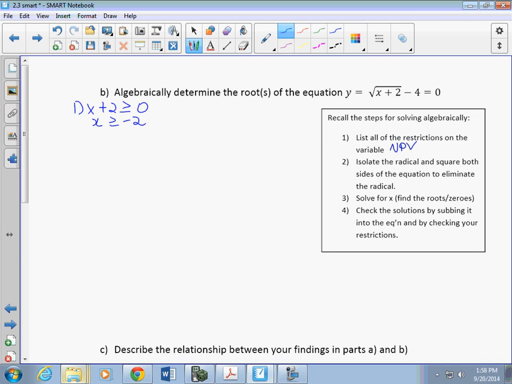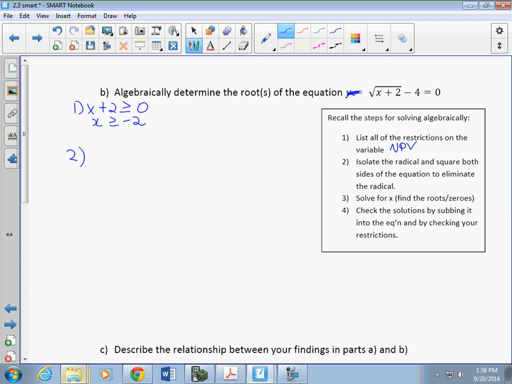Step number 2 says isolate the radical and square both sides of the equation to eliminate the radical. So this is just solving for that equation. This shouldn't have a y equals there because I'm saying it equals 0. I want to find where that x-intercept is. That's solving. Finding the x-intercept, finding your solution, all means the same thing.